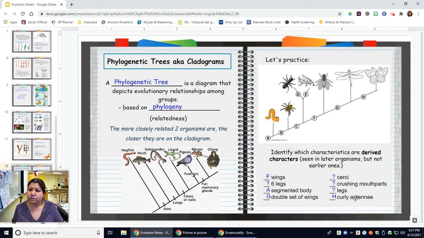All right, so let's see here. I have B, C, F, D, and E. B, C, I'm missing one. Let's see here. B, C, nope, I already did F. So B, C, D, and E. All right, so I have 6 legs, Circe, and crushing mouthparts, and legs. If I look right here, the worm is the only one that doesn't have legs, so I can say that legs is B.